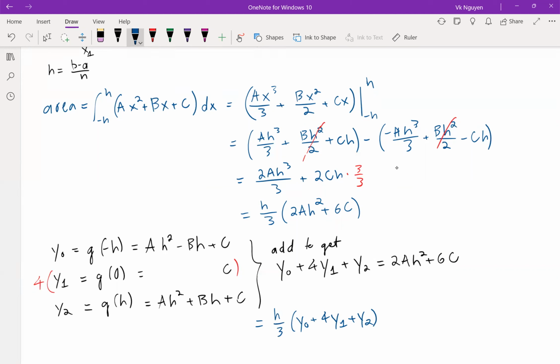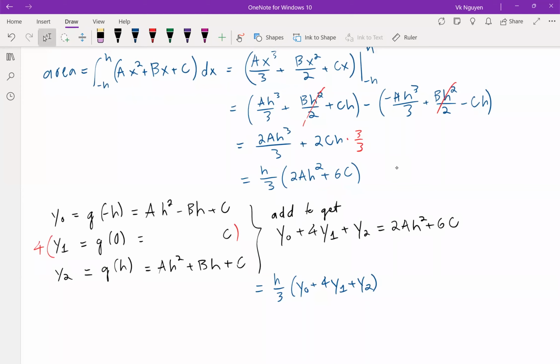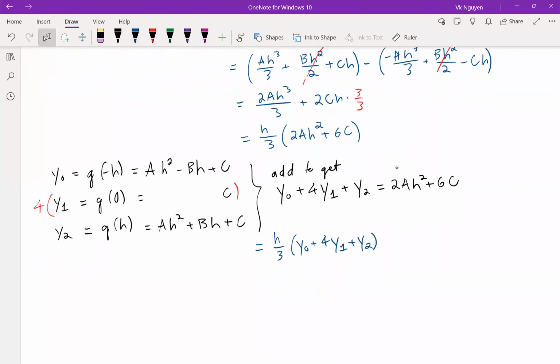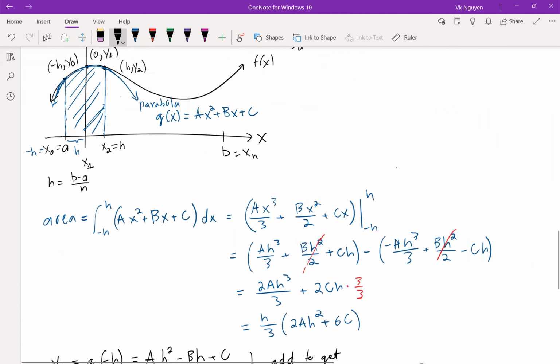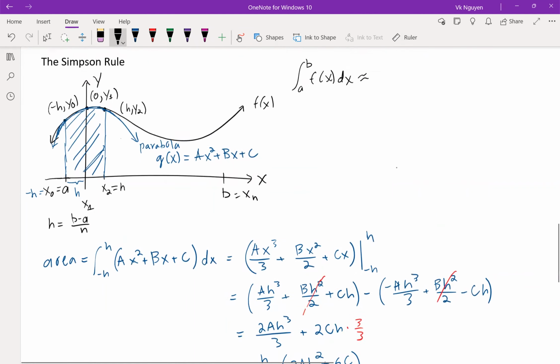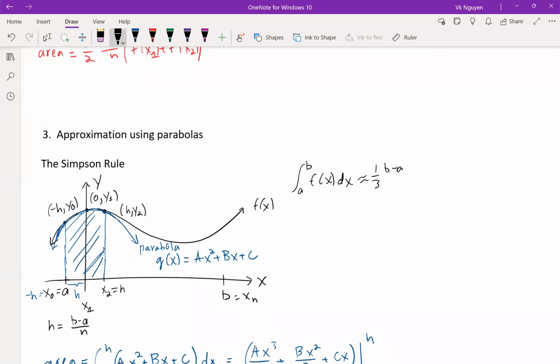Notice that the area only depends on the y coordinate of the 3 points, and we can shift the parabola to any sequence of 3 points. This means that the next area will start from y sub 2 and we end up with y sub 4. What this means is that the area under the curve using the parabola or the Simpson rule is approximately, the integral from a to b of f(x) dx is approximately equal to h over 3. h is (b minus a) over n, so that is 1 over 3 times (b minus a) over n.